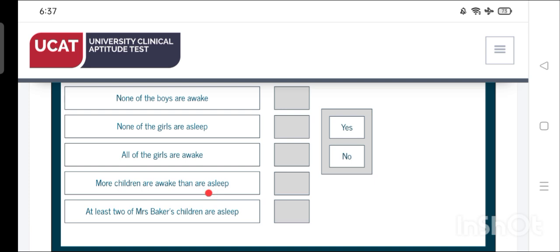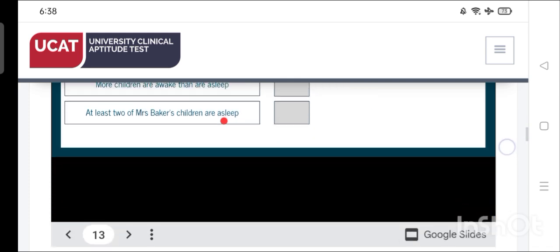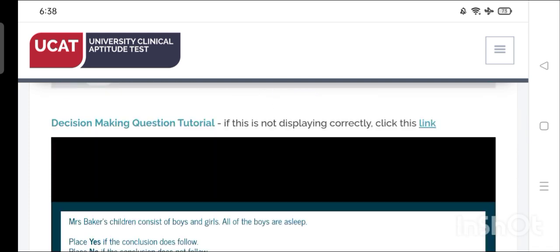More children are awake than are asleep. They didn't mention any number of children, how many boys and how many girls, so we can't say that more children are sleeping or waking. That's why it's a no. At least 2 of Mrs. Baker's children are asleep. Again, we cannot say anything about it because we don't know the number of children.